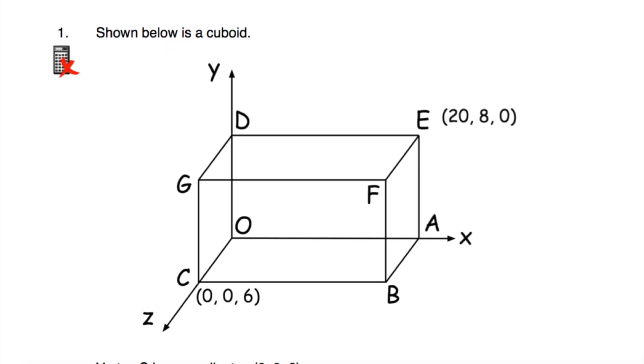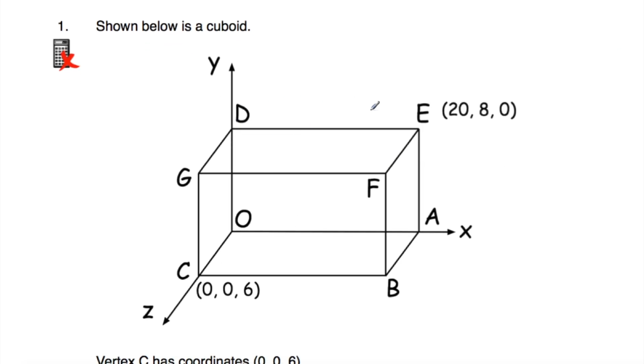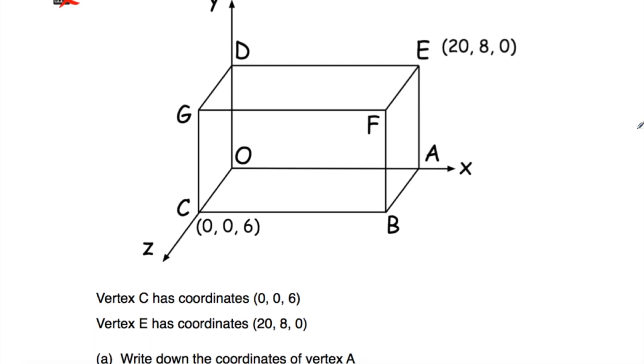Okay, so let's have a look at our first question. We've got this cuboid on a 3D grid. And remember, whenever we're dealing with 3D coordinates, they come in the form x, y, z. So we've got our x coordinate, our y coordinate, and our z coordinate. We've been given two vertices. The coordinates of vertex C are 0, 0, 6. So 0 along the x-axis, 0 along the y-axis, and then 6 in the z-axis direction. In terms of our coordinate E, we're told its coordinates are 20, 8, and 0. So that's 20 along the x-axis, 8 up in the y-axis direction, and 0 forward in the z-axis direction.